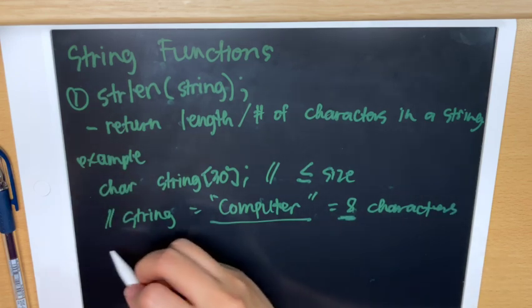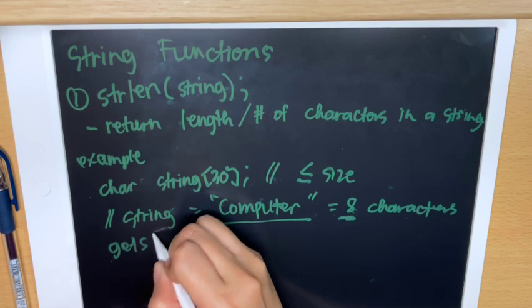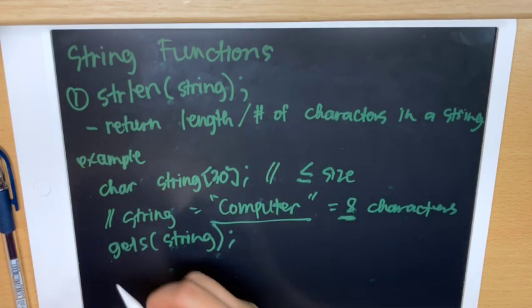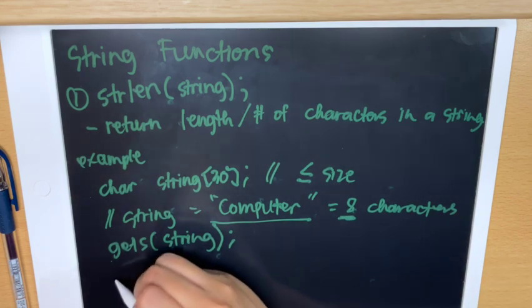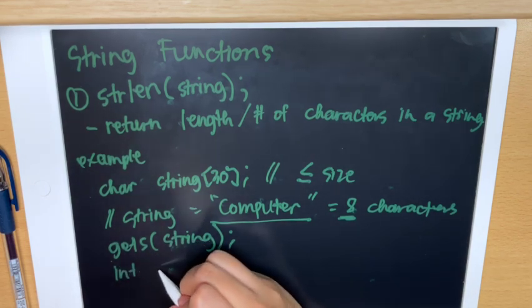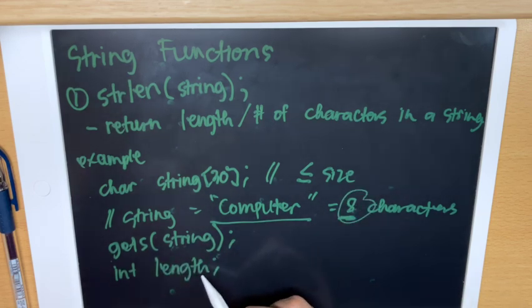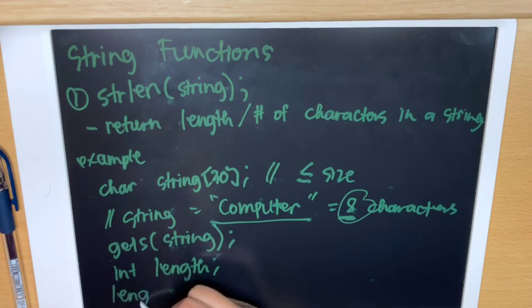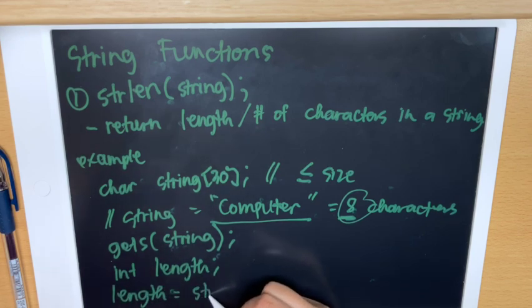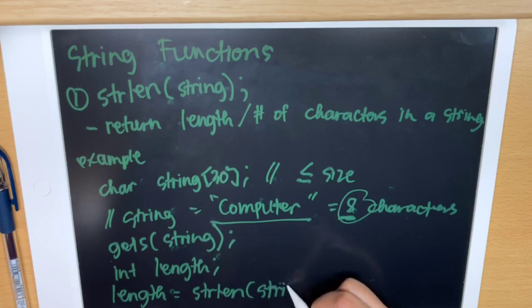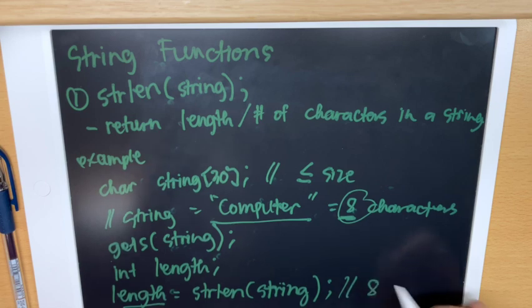So here you accept the string and you input the string, which is computer, and then what you can do is like this: int length, to store the length, the 8 here, and just call length equals string length of the variable, which is string. So the return value for length should be 8.